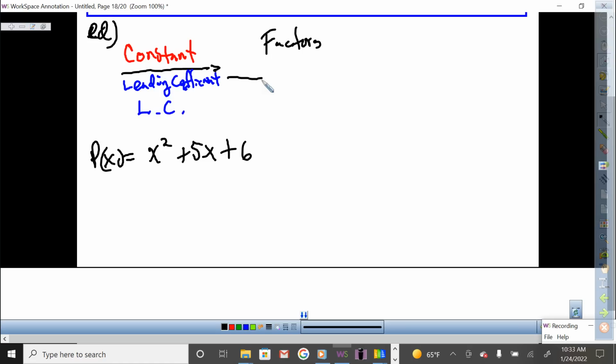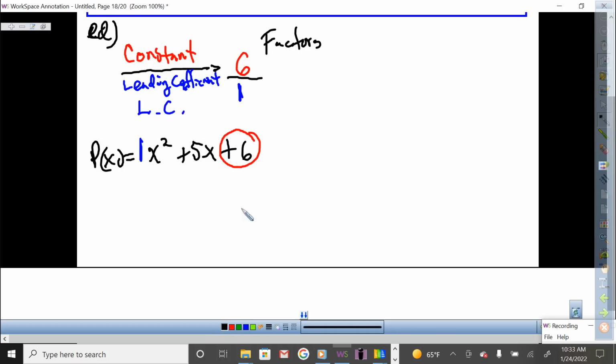Okay, once again, for the sake of not putting anyone on the spot, my constant is a number without any variable, so that one goes right there. The leading coefficient is the number that's multiplying the first term and the first variable. What's the leading coefficient here? 1, so that goes right there. So we're going to be making a fraction with a constant and the leading coefficient.